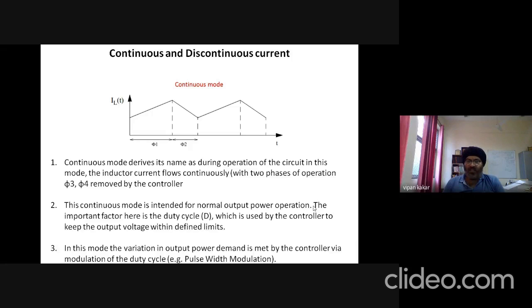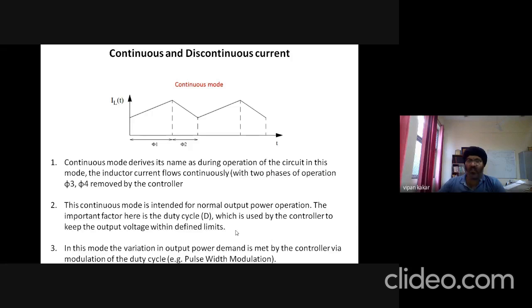So in that case, we'll see how these different parameters, the important factors like duty cycle, are normally used by the controller to keep the output voltage within defined limits. We'll see that.